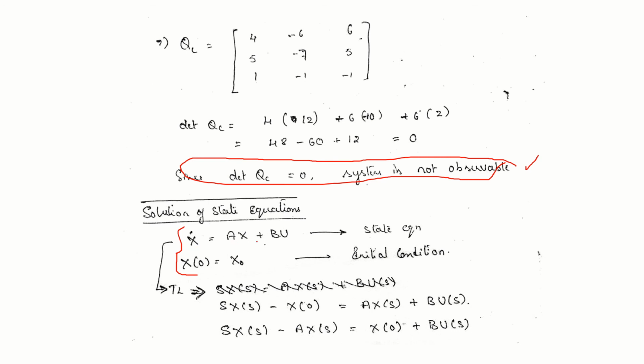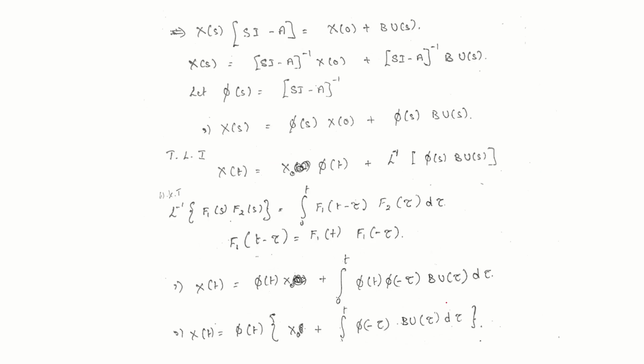So x dot is equal to Ax plus Bu and x of 0 is equal to x naught, that is, the initial condition is given. It's a first order equation, one initial condition. So if I take Laplace of this, it will become sX(s) minus x(0) equals AX(s) plus BU(s). So AX(s) I'll take it out here, x(0) I'll bring it up here. Correct. Now it will be like this.